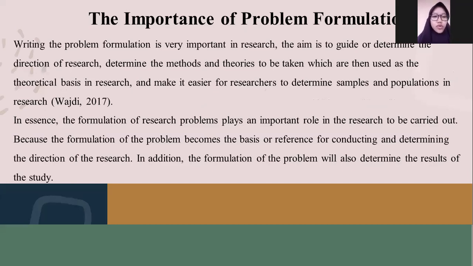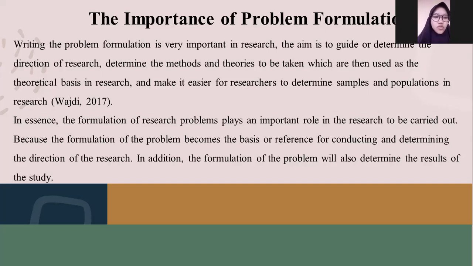Second is the importance of problem formulation. Writing the problem formulation is very important in research. They aim to guide and determine the direction of research, determine the method and theory to be taken, which are then used as the theoretical basis in research, and make it easier for researchers to determine sample and population in research, according to WAJD 2017.